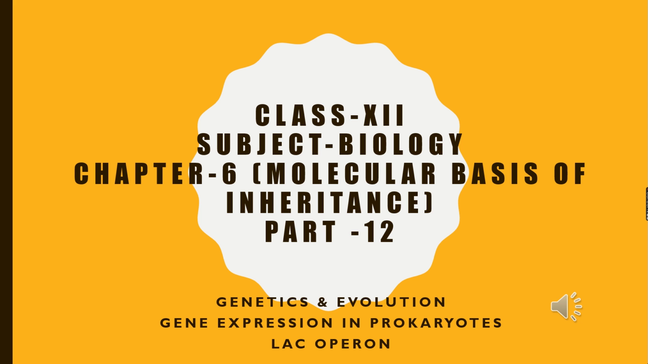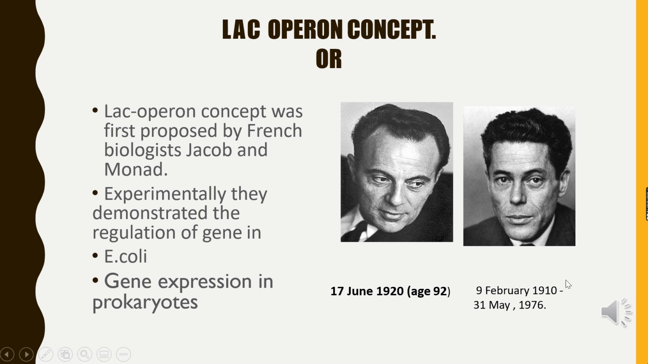There are a number of studies on the metabolism of the bacterium Escherichia coli. Two French scientists, Jacob and Monod, a geneticist and a biochemist, in 1961 proposed a model of gene expression known as the operon model. So today we'll study about the operon model.